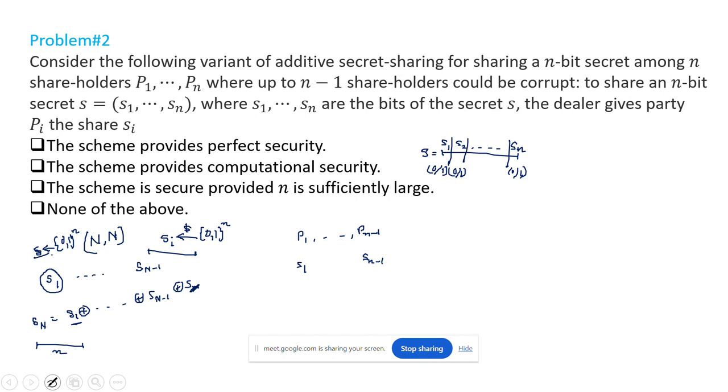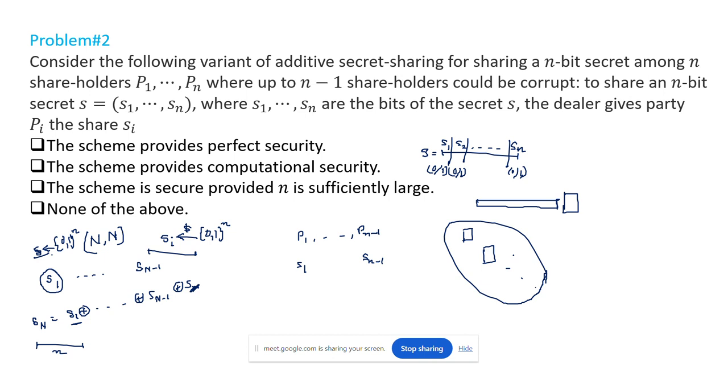But in this modified secret sharing scheme that they are proposing in this question, they are saying that each of the actual bits of the secret is given to the parties. P1 gets the first bit of the secret, so P1 already knows the first bit. P2 knows the second bit. Now if n minus 1 parties are corrupted and collaborate together, then together they already know n minus 1 bits of the actual secret. The only unknown left is the nth bit of the secret.